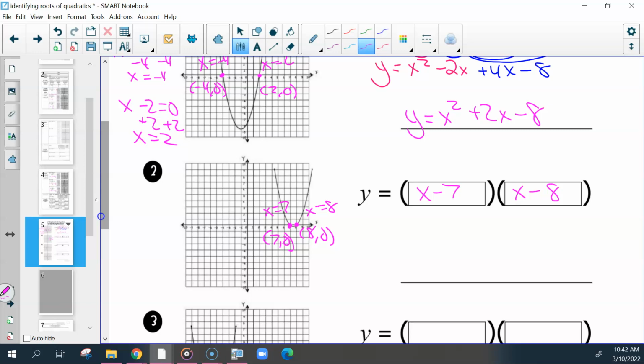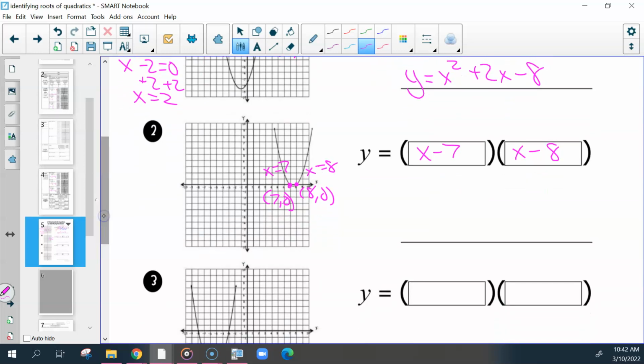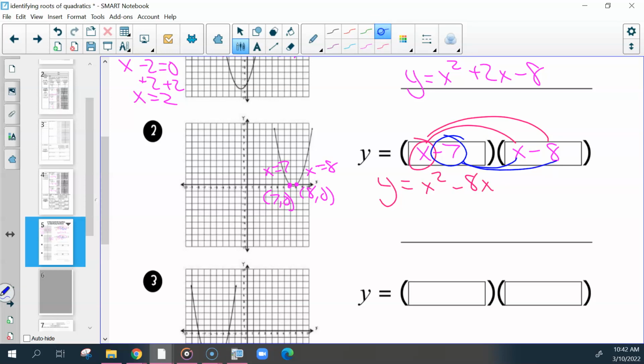Okay, we're going to start distributing this, and I don't know if we'll have time to finish this or not. So distributing this out, we have y equals x squared minus 8x, and then minus 7x plus 56.